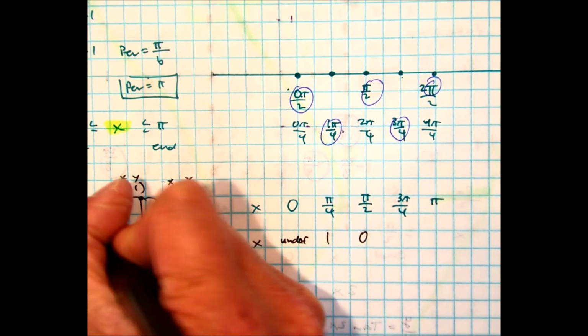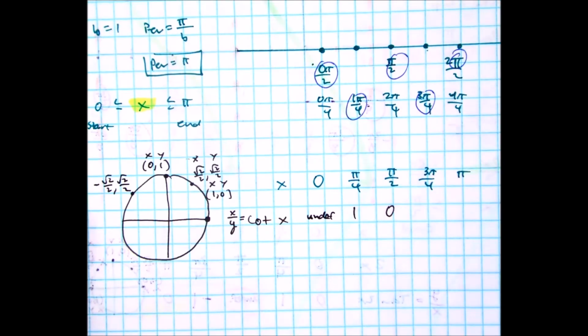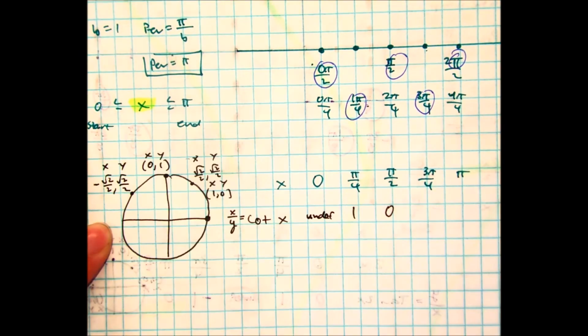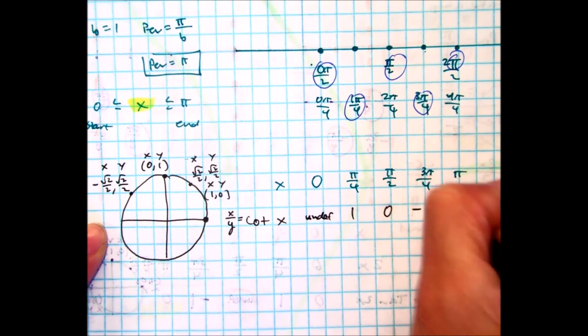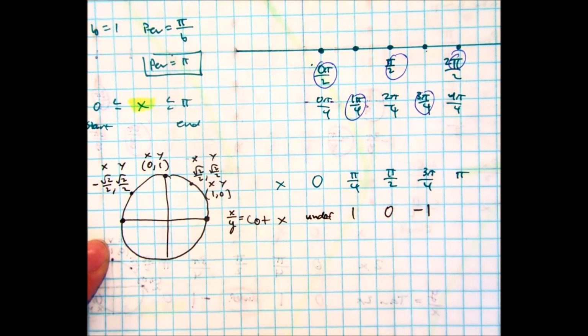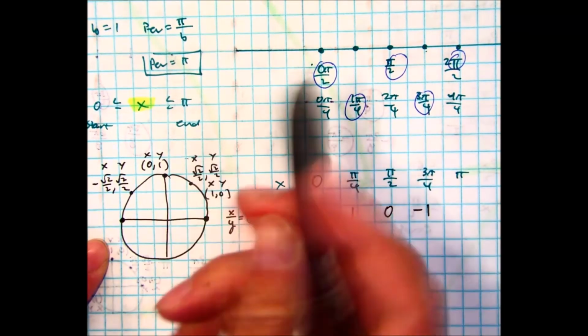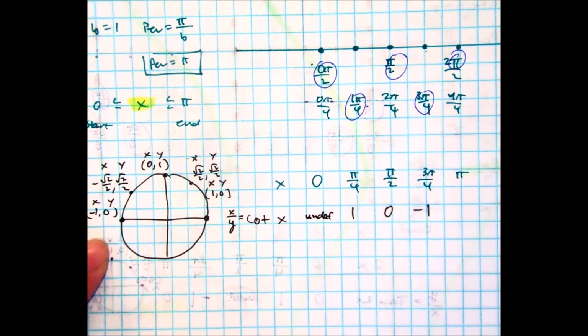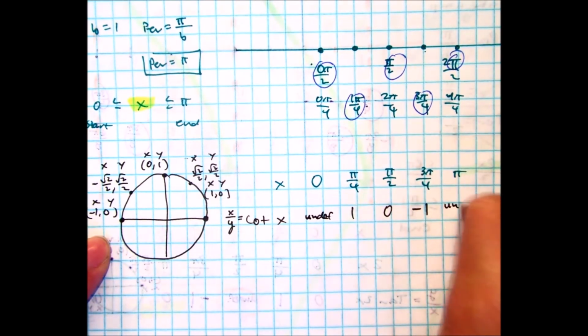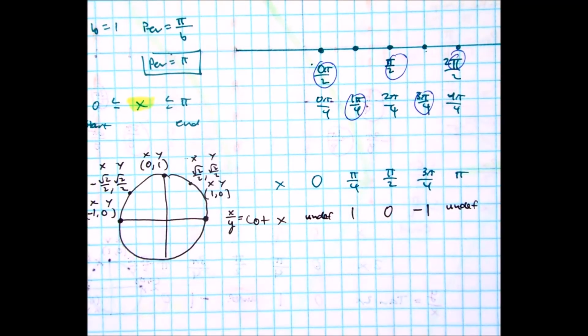3 pi over 4. Same order pair, negative radical 2 over 2, radical 2 over 2. This is my x, this is my y. This whole expression over itself, so they're identical except for this one is negative, therefore you have negative 1. And then at pi, my order pair is, which is undefined. Let's go ahead and graph it.